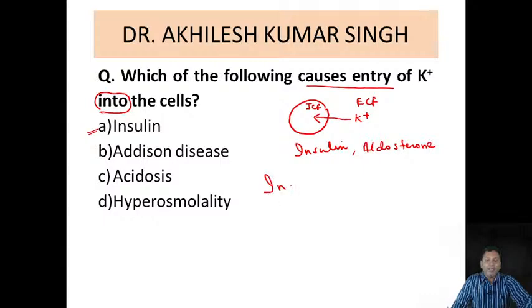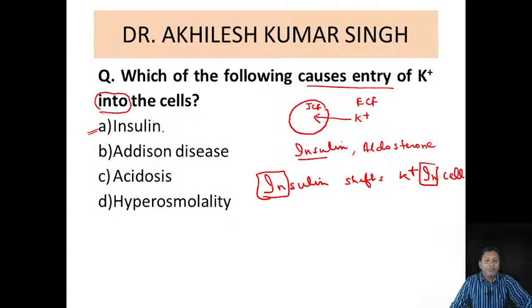This mnemonic is: insulin shifts potassium in the cell. Insulin shifts potassium in the cell. So insulin will shift potassium into the cell. In this question, insulin is the option. If insulin is not given in the options, then the other option will be aldosterone. These are the two hormones which will cause the entry of potassium into the cell.